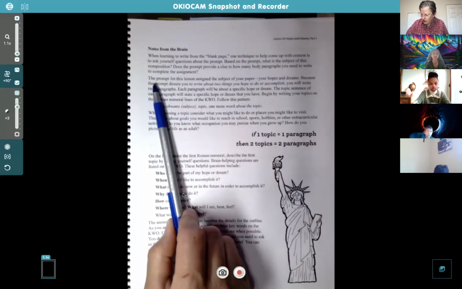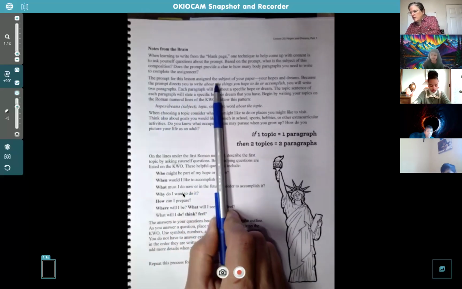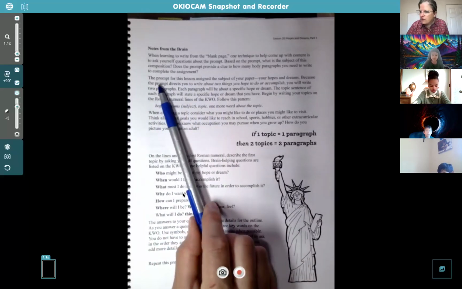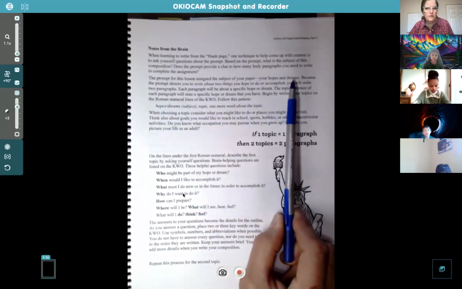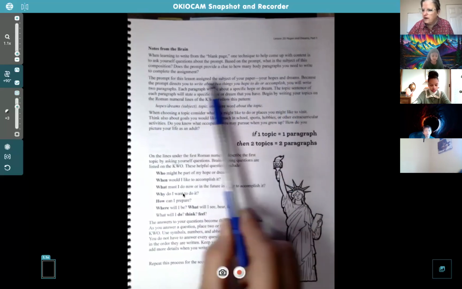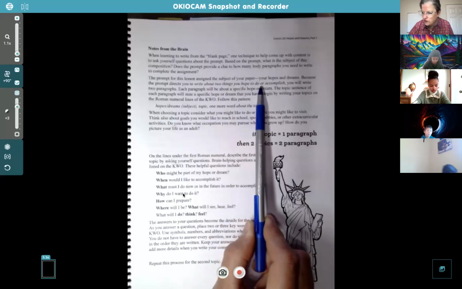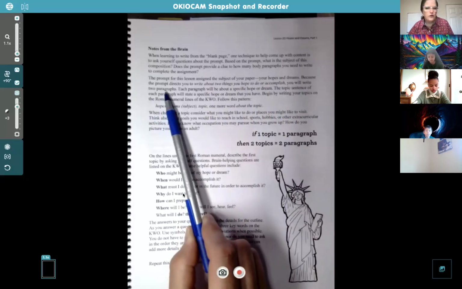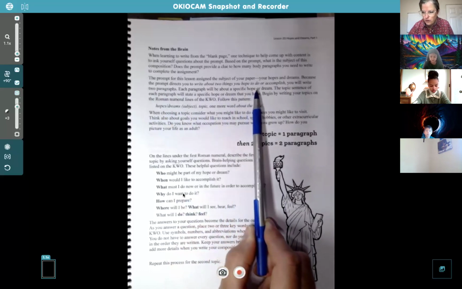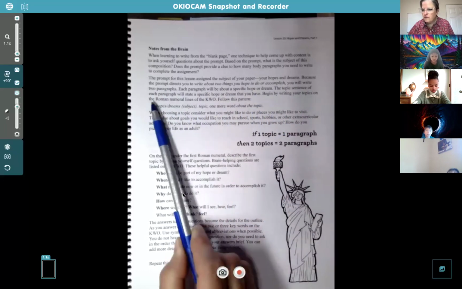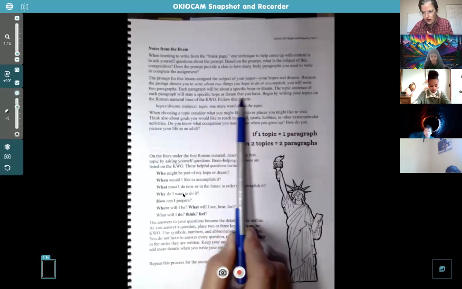Let's jump to this paragraph right here where it says the prompt. The prompt for this lesson assigned the subject of your paper, your hopes and dreams. That's the subject. That's the main part of your paper. Because the prompt directs you to write about two things you hope to do or accomplish, you will write 2 paragraphs. Each paragraph will be about a specific hope or dream. The topic sentence of each paragraph will state the specific hope or dream that you have.